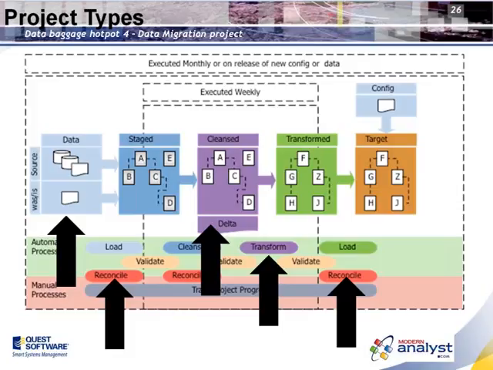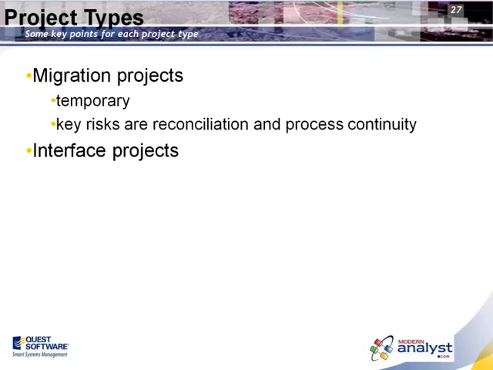Right? So with migration projects, as opposed to system interfaces, migration projects are temporary projects. They live and die, whereas an interface is usually permanent. So the level of documentation has to be greater for the interfaces. So some key points for each project type, right? Again, migration projects are temporary. The key risks are reconciliation and process continuity. What's that mean? When we go live after post-migration, you have to ensure that the business can continue operating. Otherwise, the business is stuffed.